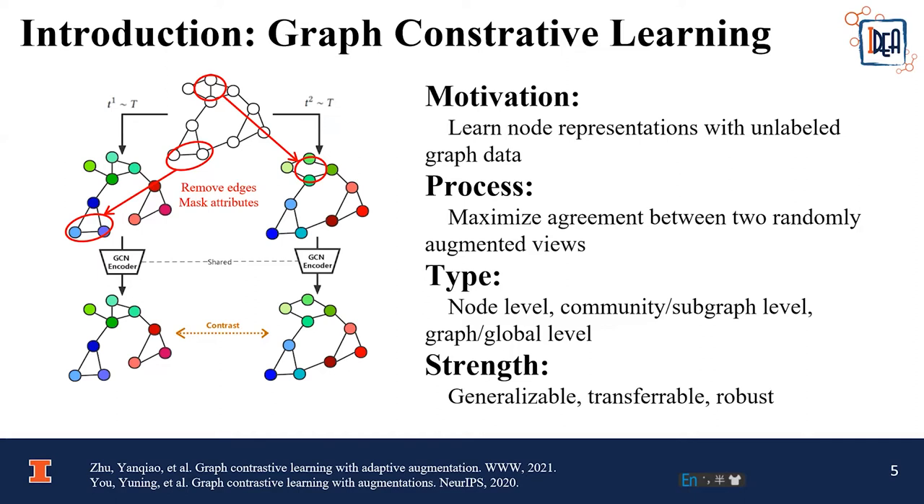There are three types, briefly, for the GCLs. The first is node level, to contrast each node with others. The community level, this is what we explore in this paper. And finally, the graph or global level. This is quite similar to standard contrastive learning, because they use the summary vector of the entire graph to contrast each other. The strengths of GCLs is that they are generalizable, transferable and robust.